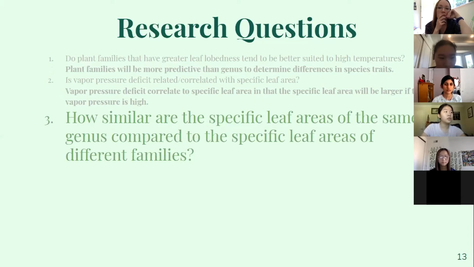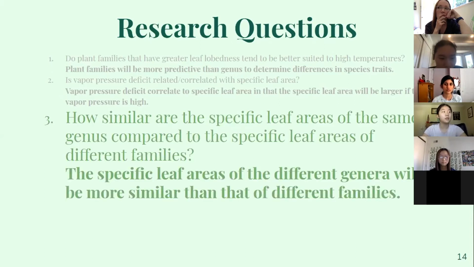My research question is, how similar are the specific leaf areas of the same genus compared to the specific leaf areas of different families? And my hypothesis is that the specific leaf areas of the same genus will be more similar than that of different families.